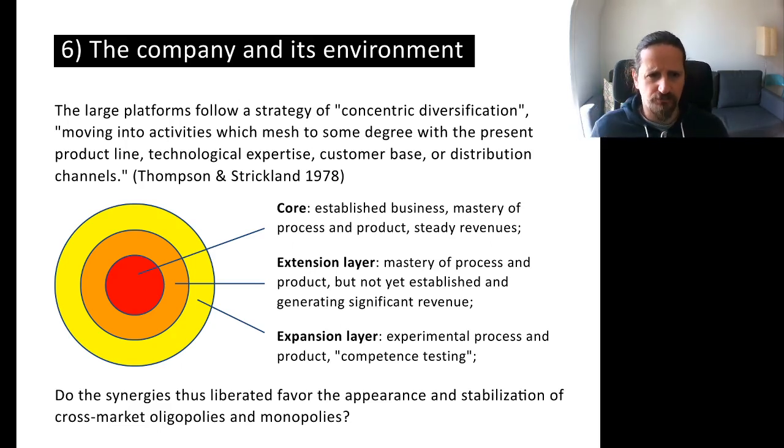And I've been working a little bit on this notion of concentric diversification as an idea to think about how a company like Google expands from what you could call its core, right? Its established business, where there's money coming in, it's a market leader, it knows how it works, to maybe an extension layer where you still master quite a lot, but maybe there's not enough revenue coming in yet, right? And then maybe an expansion layer, where you experiment, right? So this is a way of going into more classic political economy of the media. The idea is also to think about how those large internet monopolies emerge and stabilize, right?